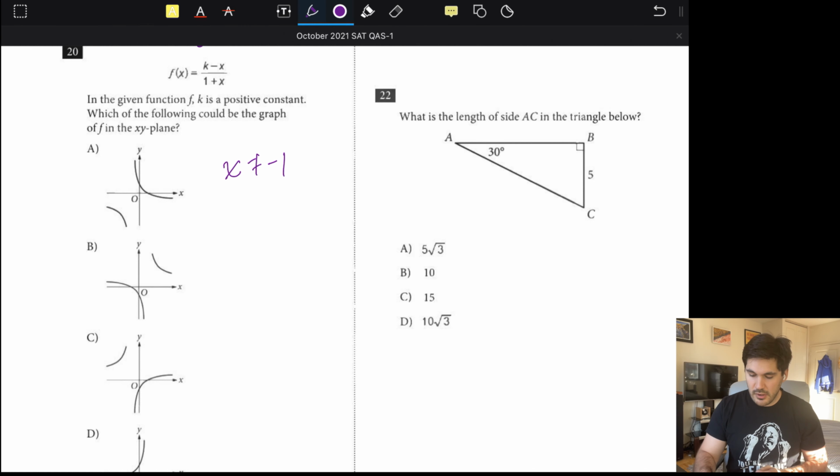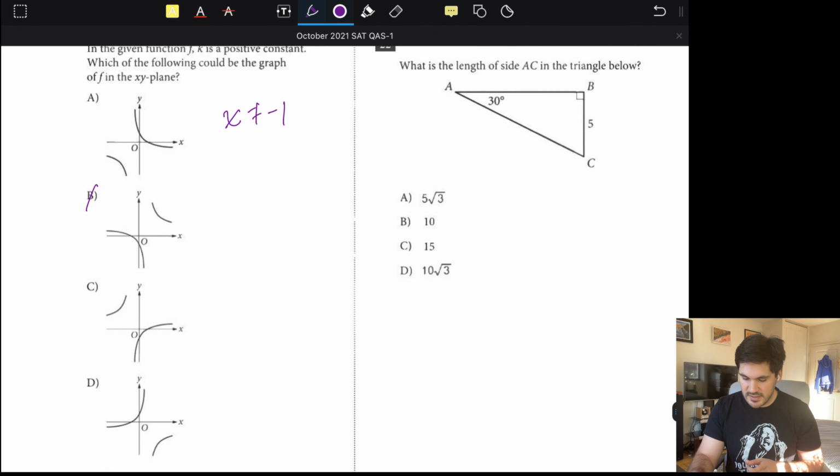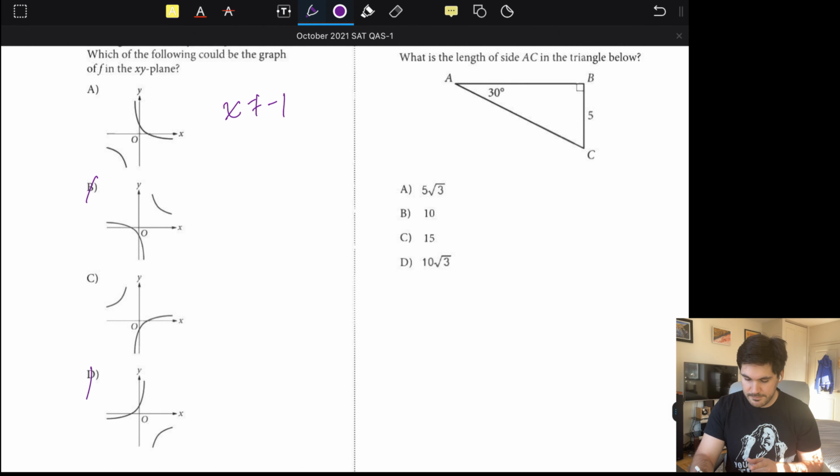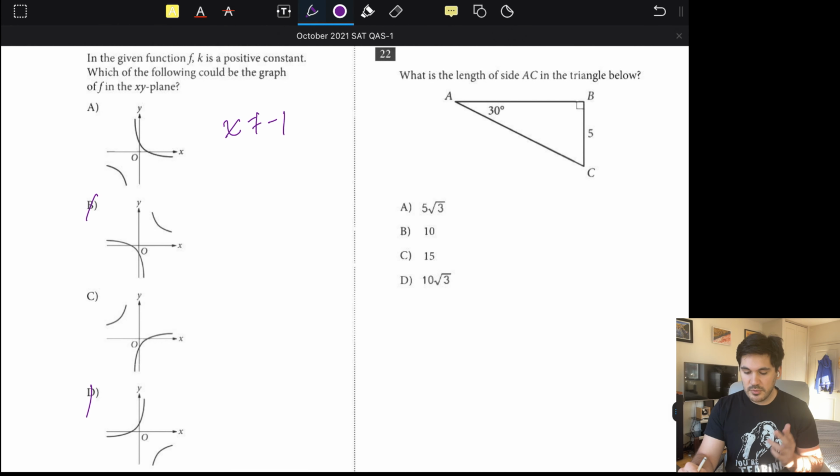So that automatically eliminates answer choice B, because x negative 1 exists. And that eliminates answer choice D, because there it exists. So we're left with A and C. At this point, to choose between the two of them, I would just graph it.